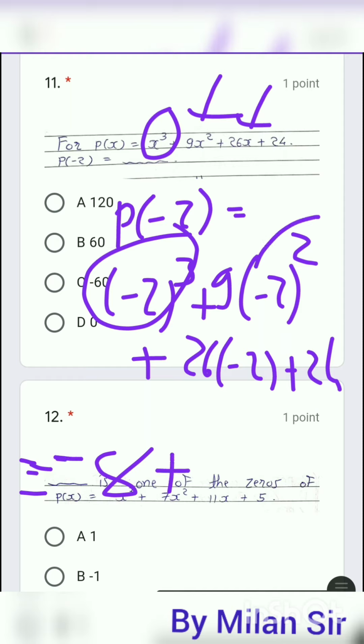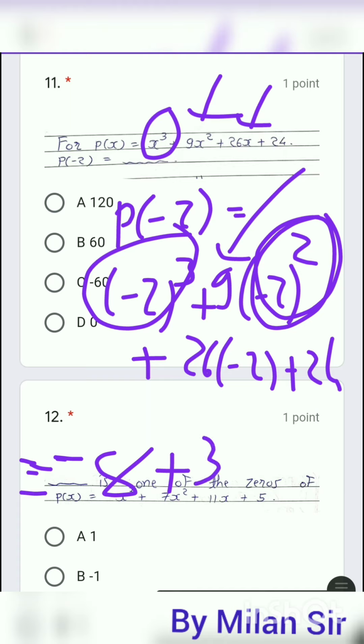Now plus minus 2 all square is plus 4, and plus 4 multiplied by 9 is 36. Minus 2 all square is 4, and 4 multiplied by 9 is 36, because a square always gives a positive number. If we want to find the square, then the answer of a square is always a positive number. So minus 2 square becomes plus 4, and plus 4 into 9 is 36. Now plus, minus, minus 26 into 2 is 52, and plus 24.